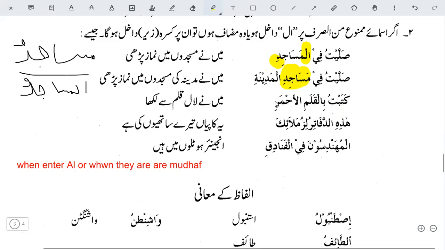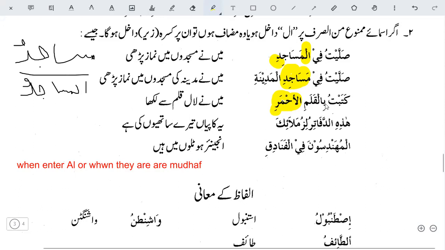Katabtu bil qalamil ahmari. Ahmari, this is mamnu min as-sarf, al ahmaru. We have entered alif lam, it becomes al ahmari. If there is no alif lam, then it cannot take kasra here. And this is bil qalamil. This is al qalamul ahmaru.